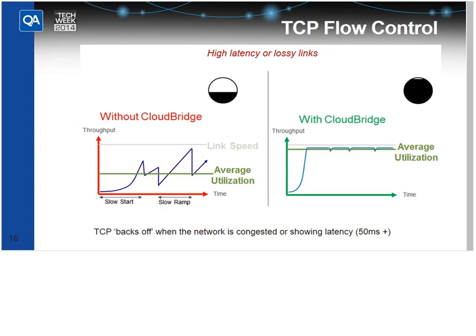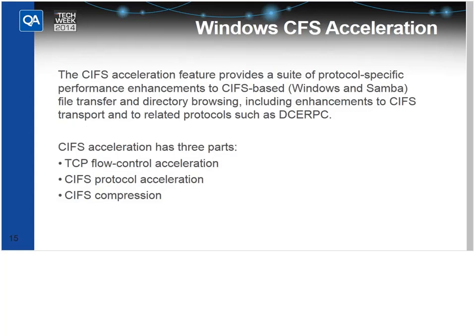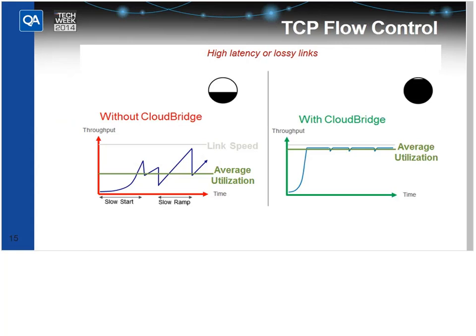The first one I wanted to talk about really, out of those three, flow control, protocol acceleration, and CIFS compression, was our flow control. This is the stable diagram really for CloudBridge. This is the one that you see on all the web pages. I've shown you the benefit of CloudBridge. There you can see without CloudBridge on the left-hand side and with CloudBridge.